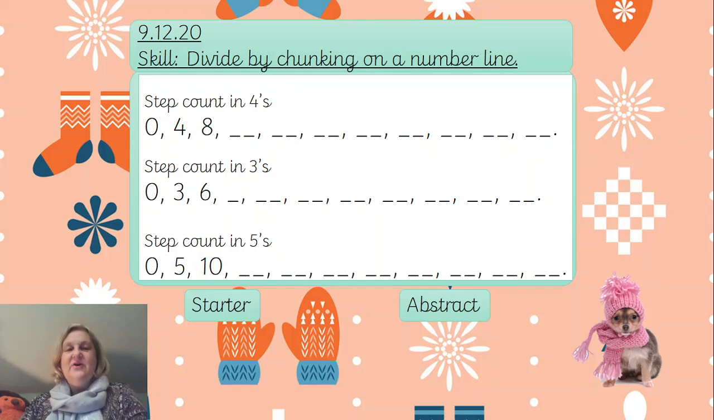It's maths time, and today we are dividing by chunking on a number line, and we're going to have a little brain warm up with our starter this morning. We're going to step count in fours, and that just means counting up in multiples of 4. So we start off with 0, 4, 8, and then you're going to pause the video and see if you can write the rest of them down or say them aloud. Do that for the 4s, do it for the 3s and the 5s, and you can pause the video now and have a go.